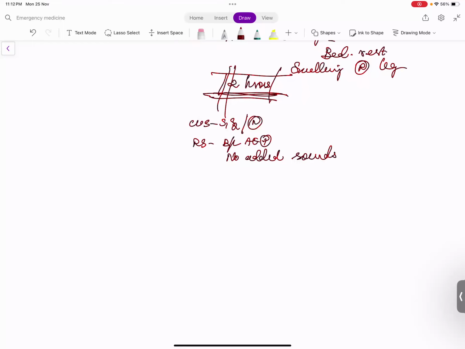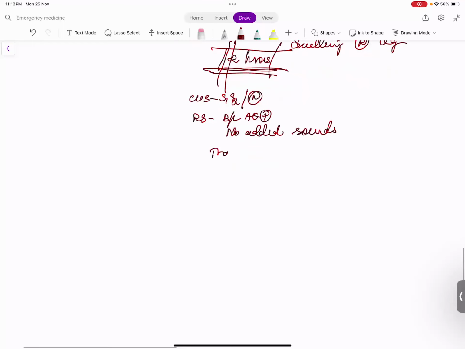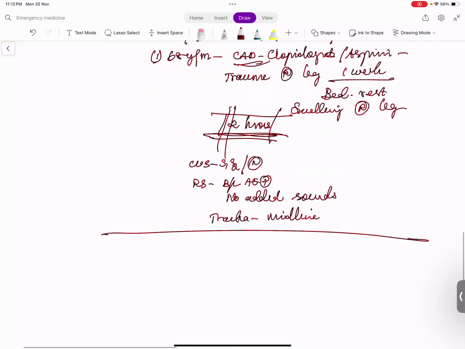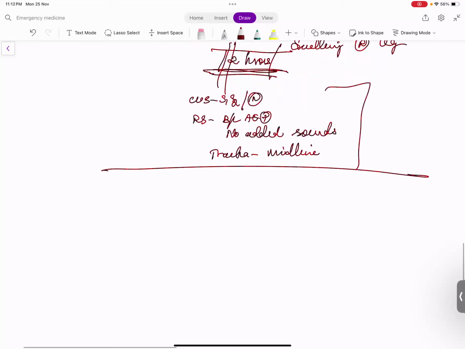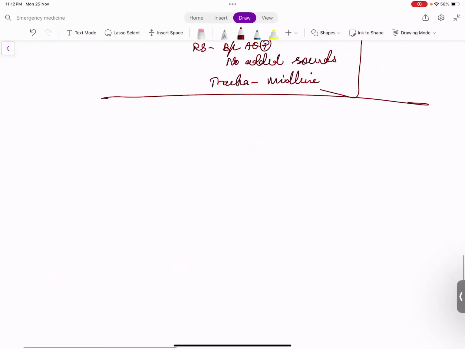And trachea is in midline. So this is what we have. We have a patient with a sudden onset breathing difficulty, in a patient with coronary artery disease, with not much findings in the lung. Okay, so here comes the next step.